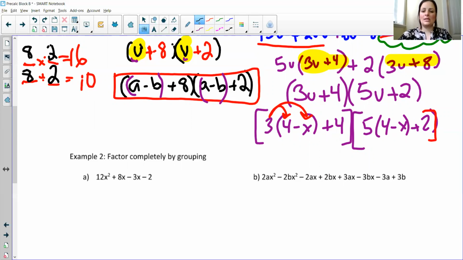So 3 times 4 is 12. 3 times negative x is negative 3x plus 4. That's my second bracket. So I'm kind of shoving it. I need some space. I didn't give myself enough room.